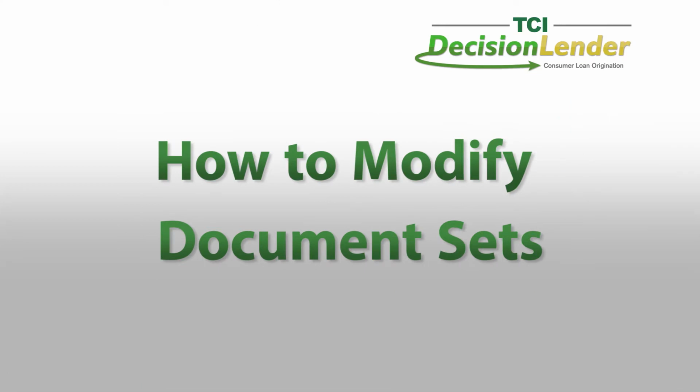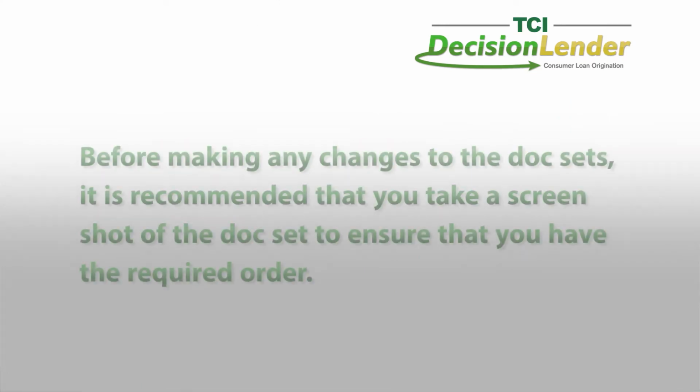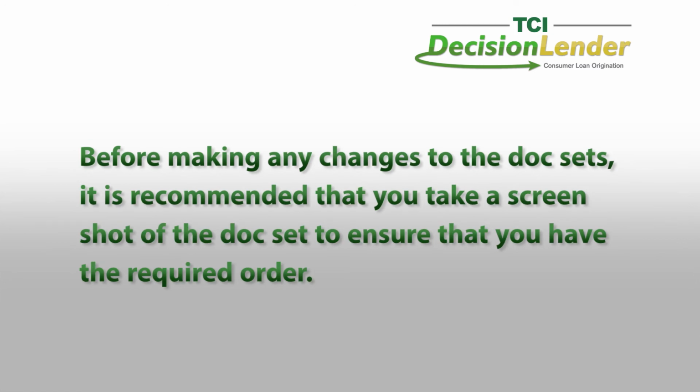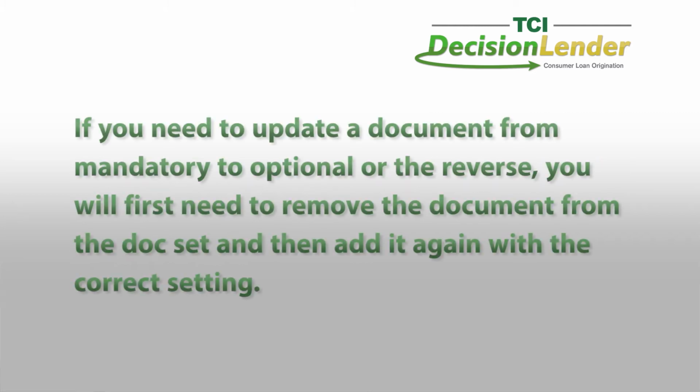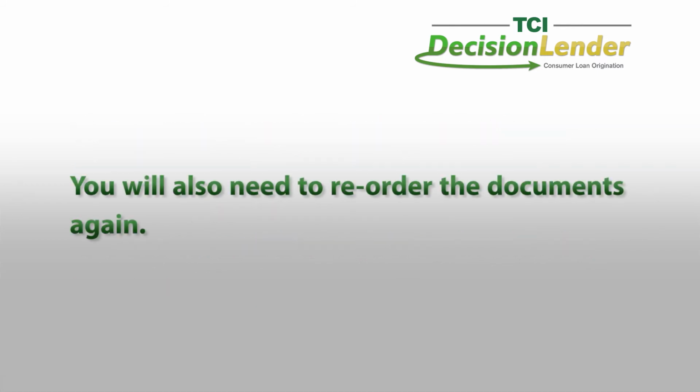How to modify document sets. Before making any changes to the doc sets, it is recommended that you take a screenshot of the doc set to ensure that you have the required order. When replacing documents, DecisionLender will automatically update the doc set with the new version. If you need to update a document from mandatory to optional, or the reverse, you will first need to remove the document from the doc set and then add it again with the correct setting. You will also need to reorder the documents again.